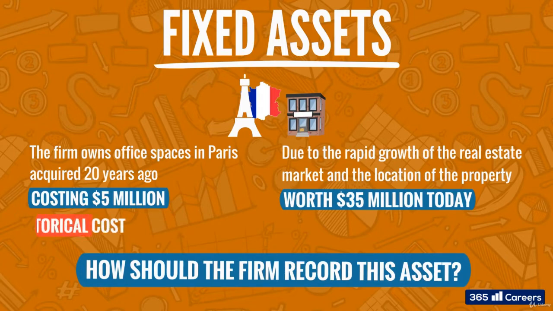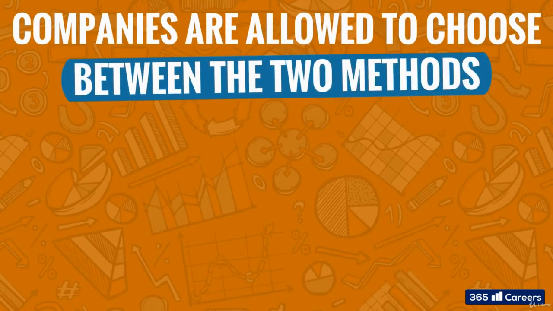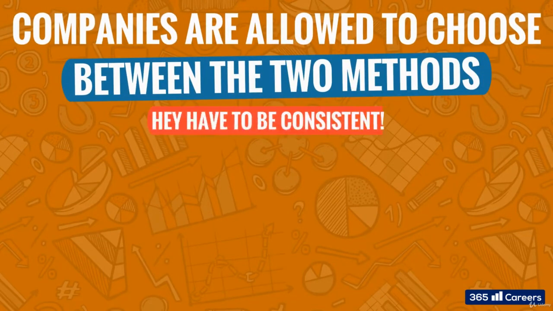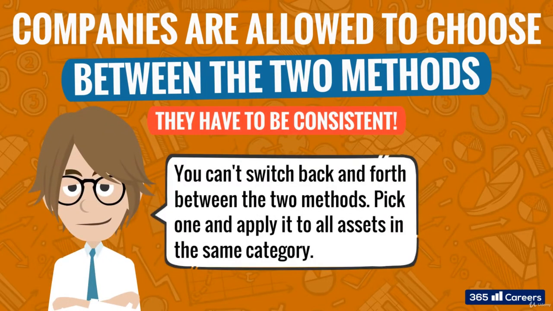Should it use the historical cost of $5 million or its fair value, the asset's market price today, which is equal to $35 million? Well, companies are allowed to choose between the two methods. However, they have to be consistent. They can't switch from one set of rules to the other more than once. And once they choose a method, they have to apply it to all assets in the same category.